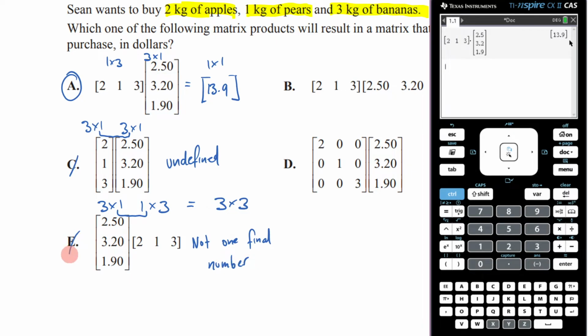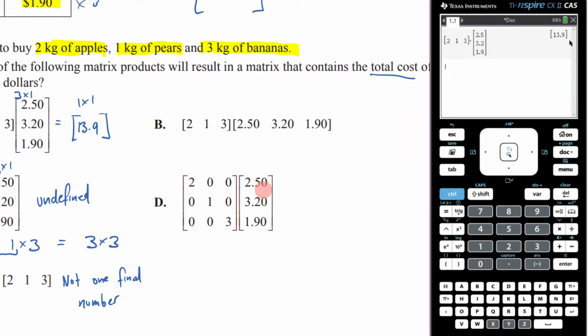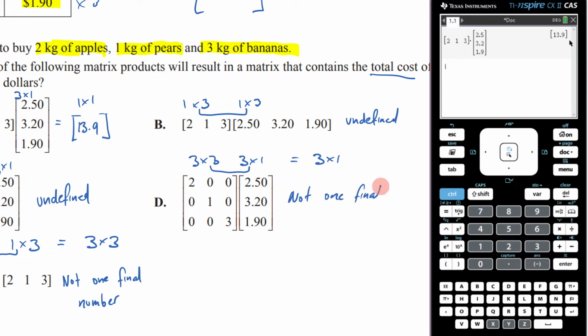So E, no good. B is also going to be undefined because as you can see here, I've got 1 row by 3 columns, and here I've got 1 row by 3 columns. These numbers aren't the same. Therefore, it's going to be undefined. And then the last one here, I've got a 3 by 3, and then this is 3 rows by 1 column. These numbers are the same. But again, I'm going to end up with a 3 by 1, which is no good because I need a final number and I don't have it.